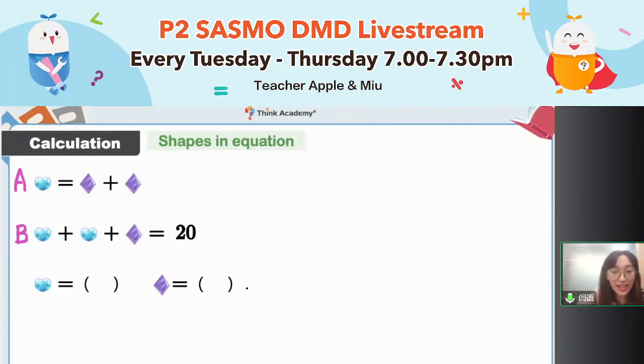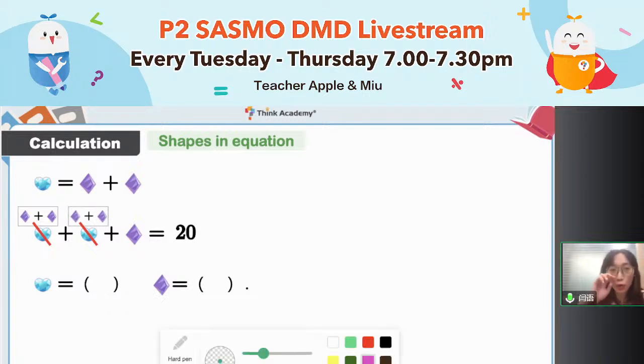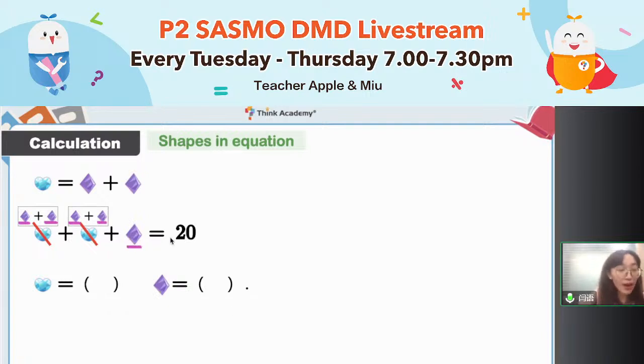Okay, so after this, let's have a look. How can we do? One heart shape equals to 2 diamonds. So you just replace it by 2 diamonds. And then another heart shape, another 2 diamonds. So now everyone, you see in the second equation, how many diamonds are there in total? 1, 2, 3, 4, and 5. Okay, don't forget the last one. Yes, 5 diamonds equals to 20. So we can get 1 diamond equals to 4.